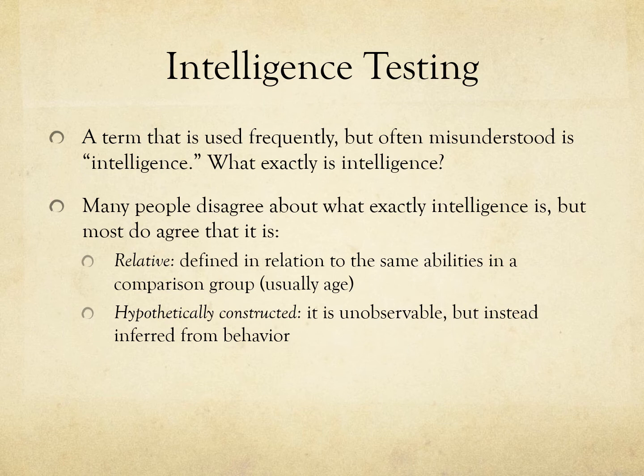Intelligence testing. A term that is used frequently but often misunderstood is intelligence. So what exactly is intelligence? Many people disagree about what exactly intelligence is, but most do agree that it is relative, defined in relation to the same abilities in the comparison group, usually age. So it's not fair to compare a 5-year-old to a 10-year-old. Obviously the 10-year-old should know more. One, their brain's more developed. They've been exposed to more things. And if you remember, we talked about cognitive stages of development with Piaget, so your brain develops a certain way. Not until you're 12 are you really doing that critical thinking. And it's hypothetically constructed. It is unobservable, but instead inferred from behavior. So you might be really intelligent, but you just don't show it.